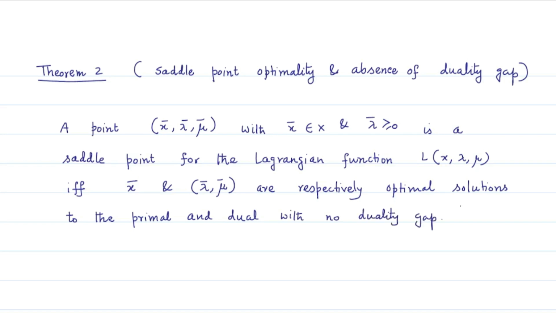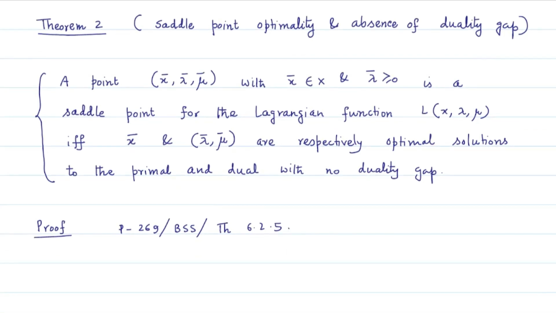So if there exists a saddle point of the Lagrangian function, then for the given primal problem there will be no duality gap, and vice versa. A proof of this result can be found on page number 269 of Bazaraa-Sherali-Shetty's book, where you will find Theorem 6.2.5, where a proof of this theorem 2 is given.